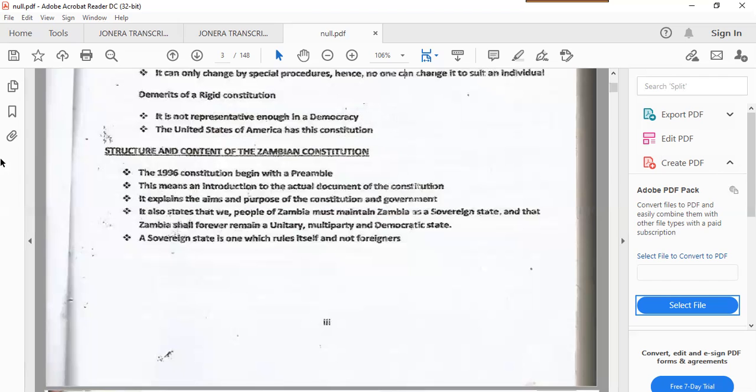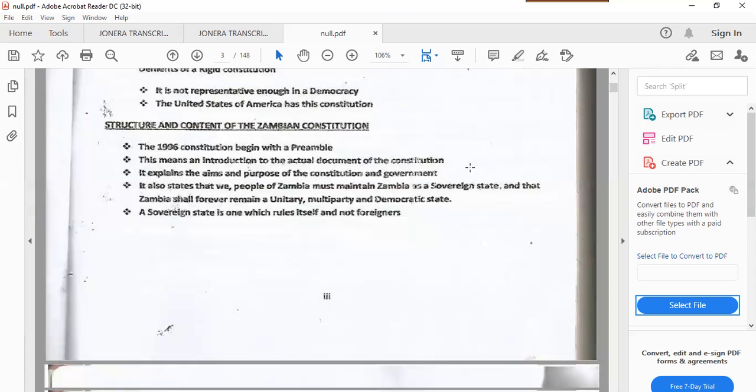So this again is a multiple choice question. Which of the following has a rigid constitution? A, USA, B, Britain, C, China, D, Zambia. Your answer has to be the United States of America as an example of a rigid constitution.